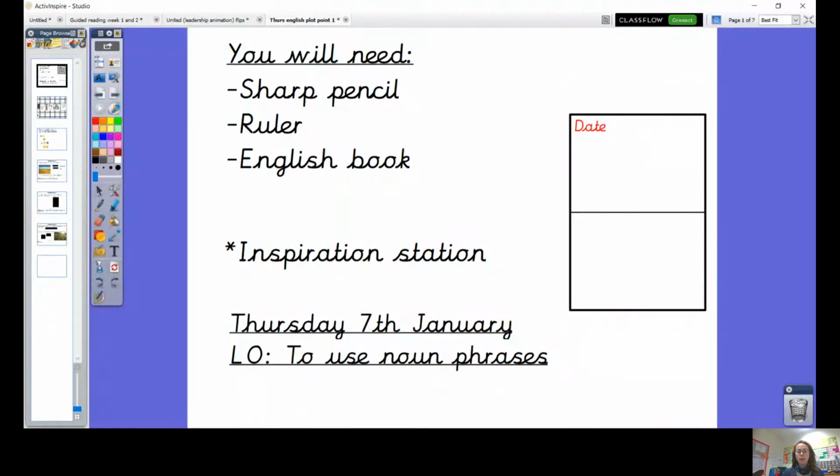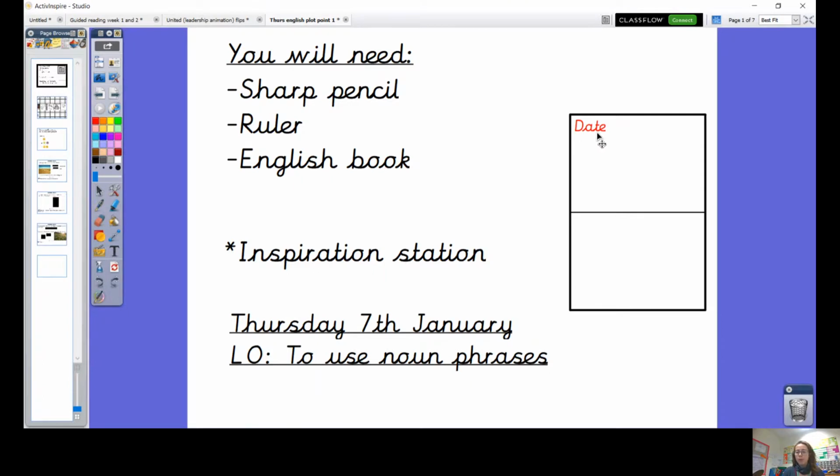Let's check you've got everything you need. So you're going to need a sharp pencil, a ruler and your English book. Check you've got those. And we need to think about how we organise our page today because we're going to be writing about plot point 1 together.